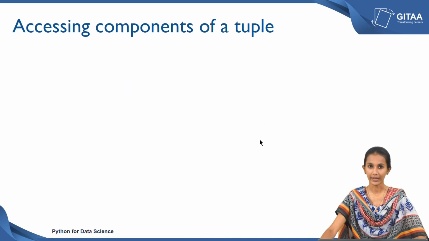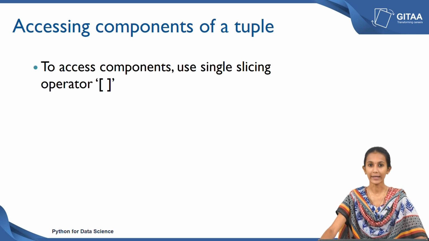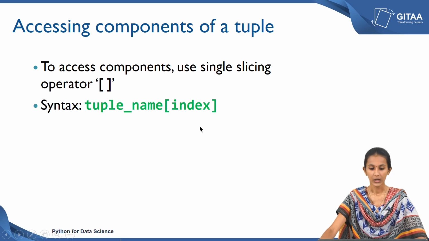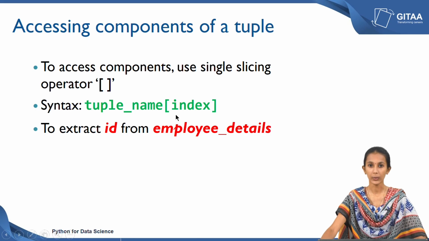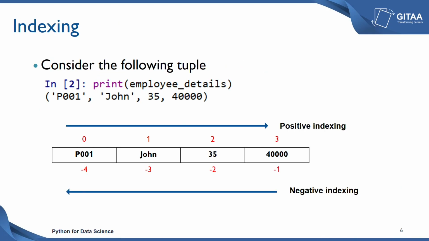Let us say I want to access some of the components of the tuple. Let us see how to do that. To access the components, we need to use the slicing operator, which is the square brackets. The syntax is that you give the tuple name followed by the index number in the square brackets. Let us say I want to extract ID from the employee details. We already saw that ID corresponds to index number 0 for positive indexing, and for negative indexing it corresponds to index number -4.